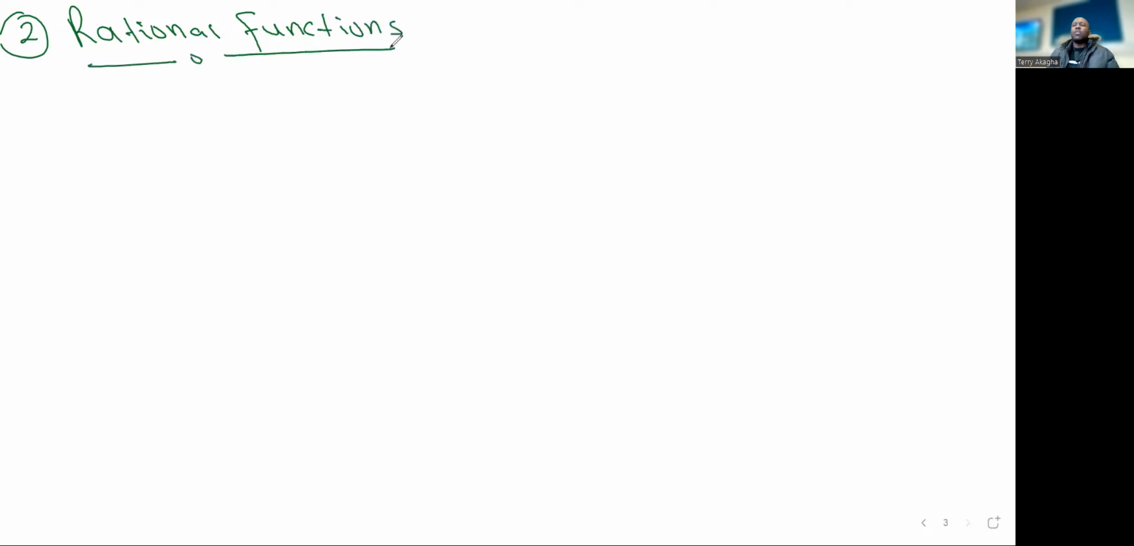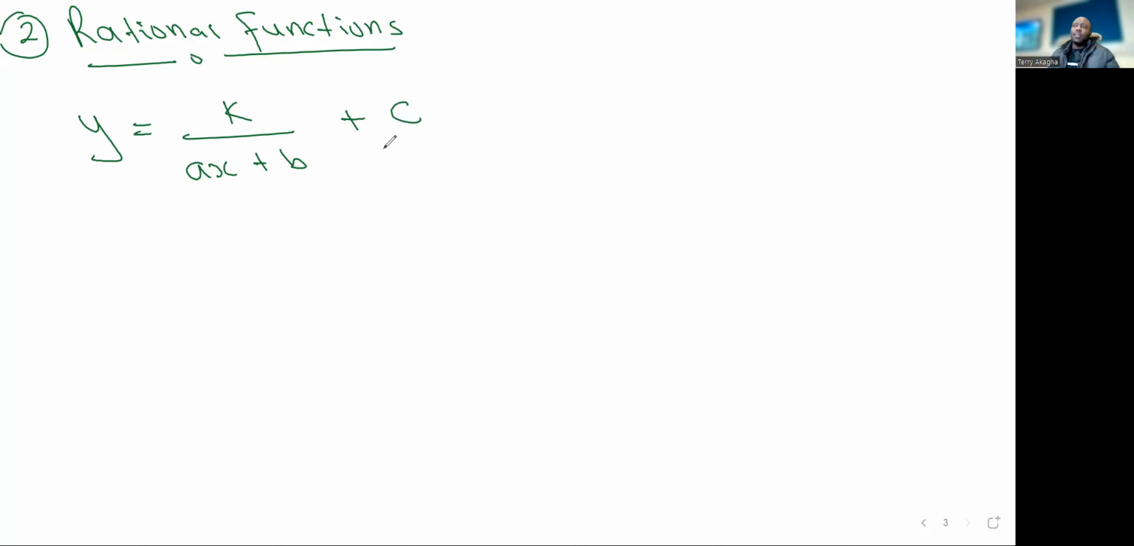So let's do this. I also have a series on rational functions, so please go back and look at rational functions. I also showed you how to sketch rational functions. But for this, let's assume we have k over ax plus b, plus c. And you are told to find the range for this.